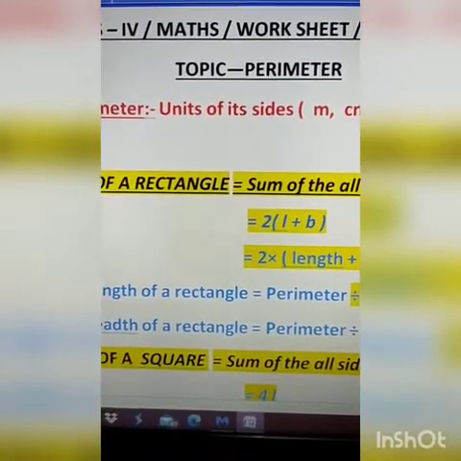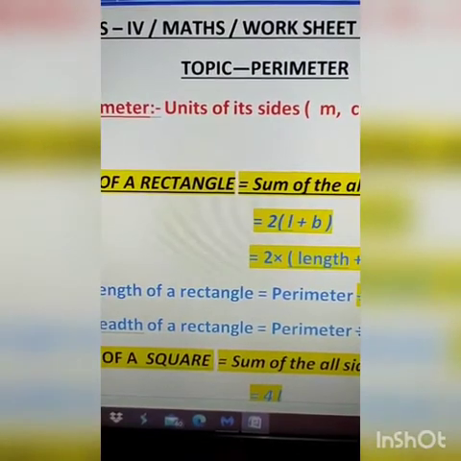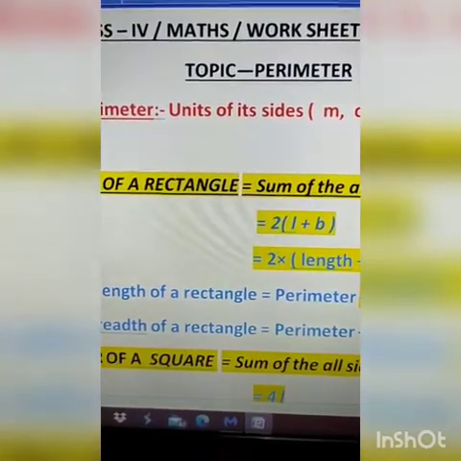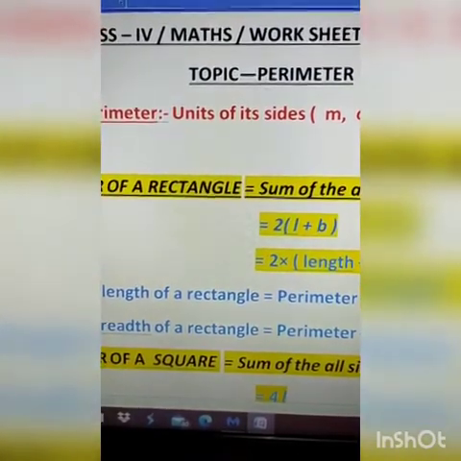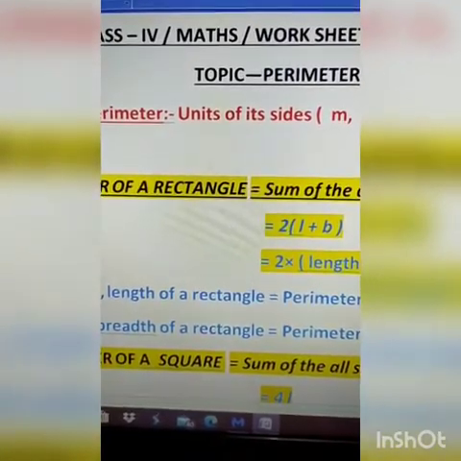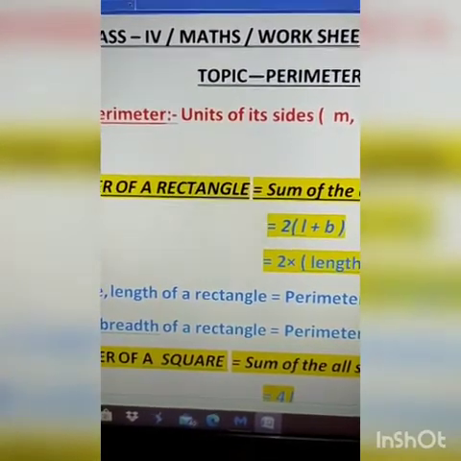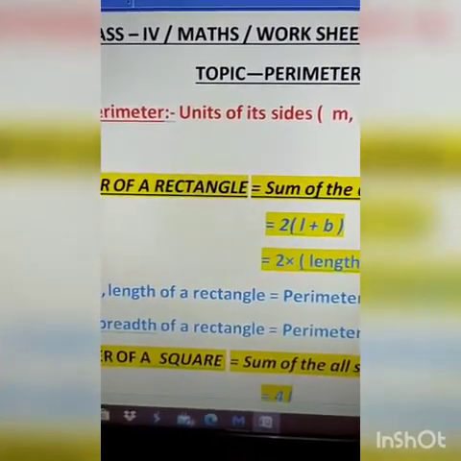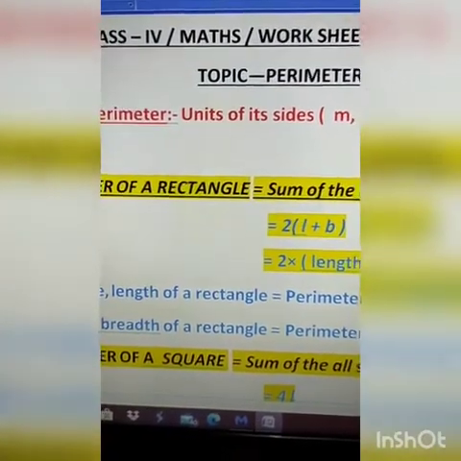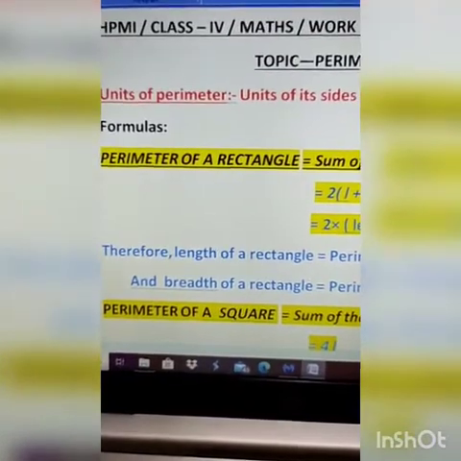Last day we started perimeter. I already discussed with you all about perimeter. Now, what are the formulas of perimeter? Yesterday I told you that we'll see today again. First of all, perimeter of a rectangle.